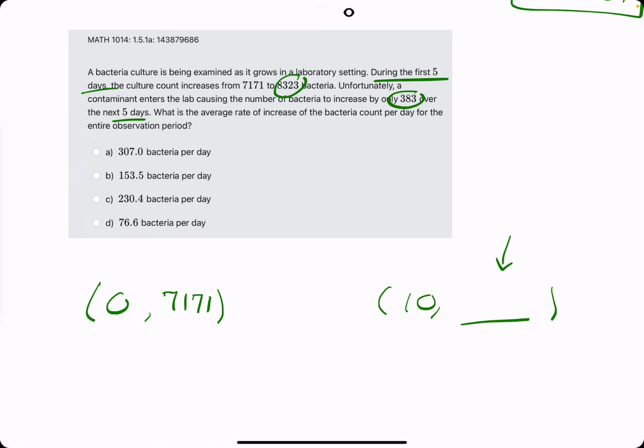8323 plus 383. Good job, Siri. Redeeming themselves.